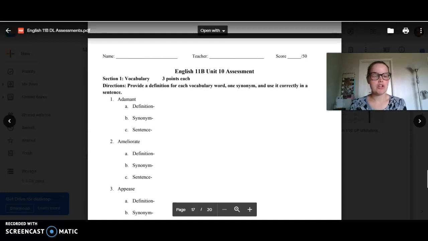You get a point for your own definition of the word, not something you stole. 1 synonym, a word that means the same thing. And you have to use it correctly in a sentence. A sentence that is a worthwhile sentence, a meaningful sentence, and not the word adamant doesn't mean table. That doesn't count, okay?